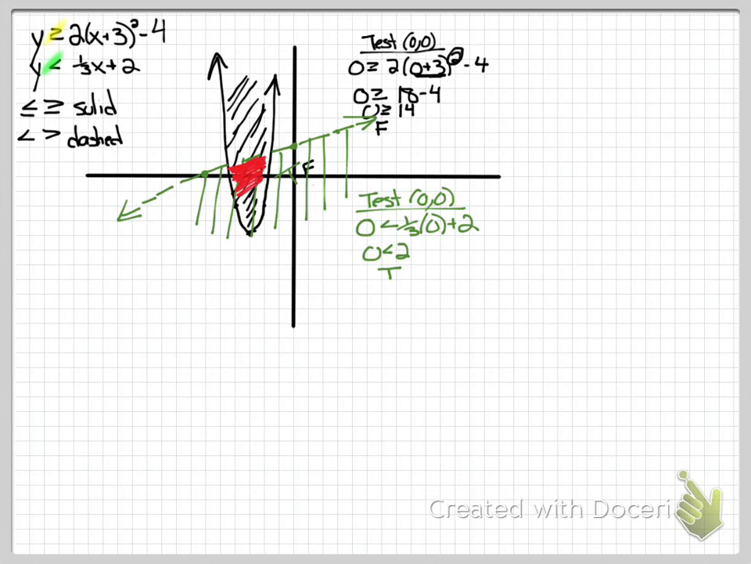This part in the parabola below the line is all the solutions to this system. There's no algebra to solve this. The solution is in the picture, that red part in the picture.